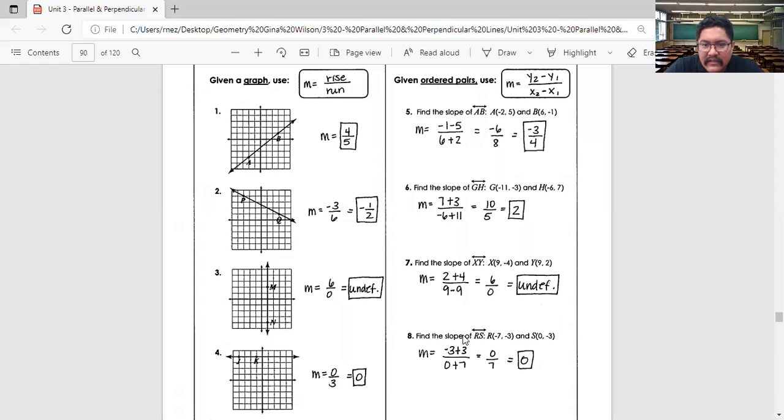All right, next one, find the slope here. So again, just plug it in. And in this case here, 0 became our top number. This is fine, this is fine. You can have 0 as the top number, because 0 can be divided by anything. It's just going to stay 0. And that's what we get, 0.